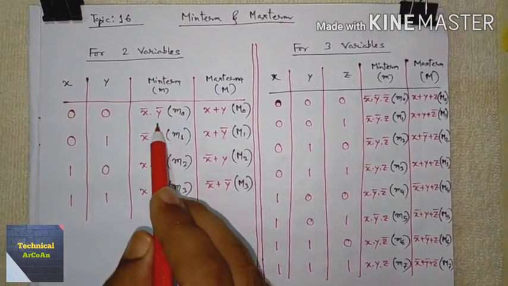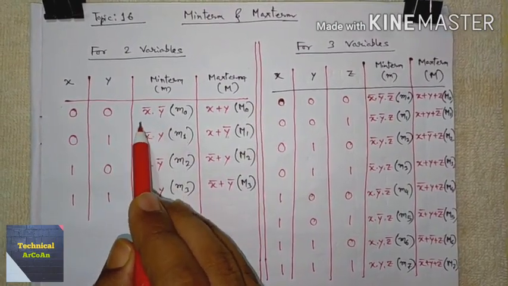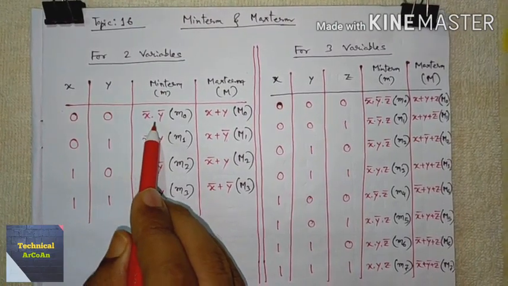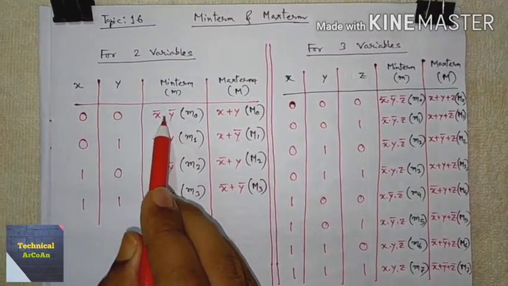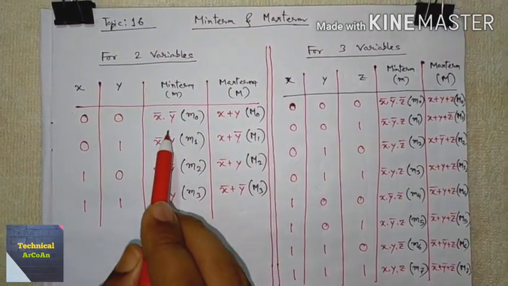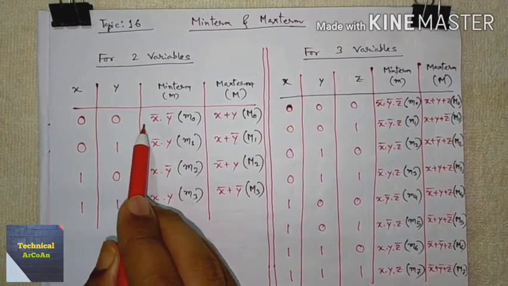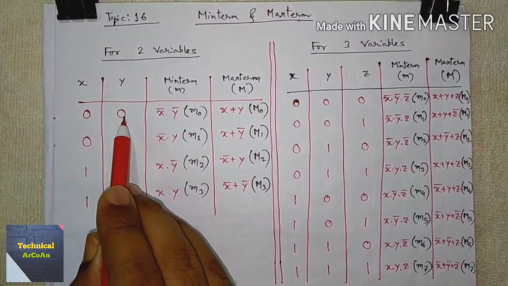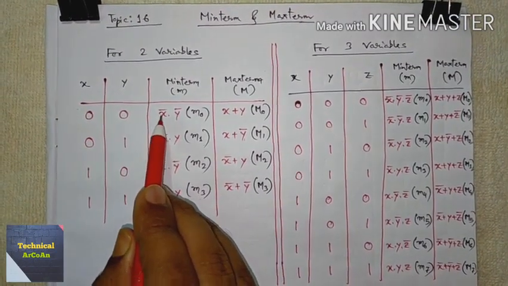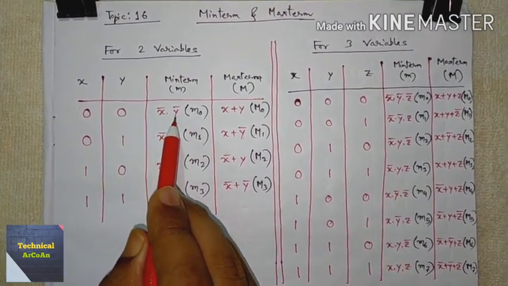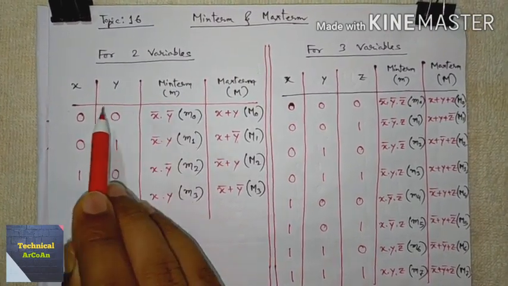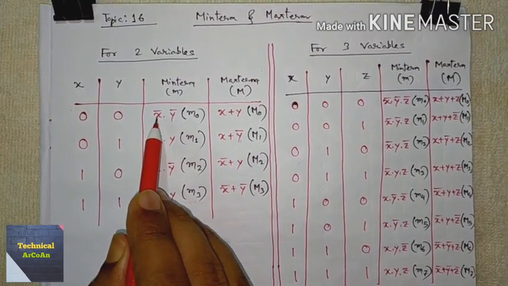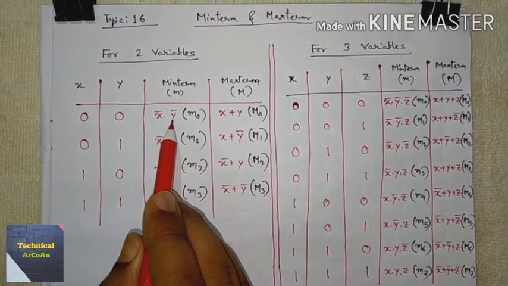Now how do we get these values? We already told the rule. The rule is that if 0 is there, then for a min term it will be the complement. If 1 is there, then the variable will be normal. And what is a min term? It is a product term. That means when both are 0, the term should be x complement dot y complement. Both values are 0, so the min term is x complement dot y complement.